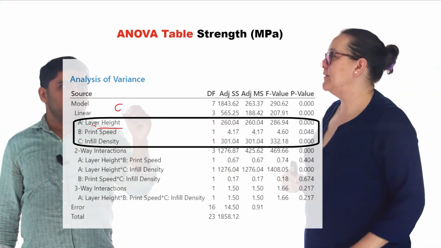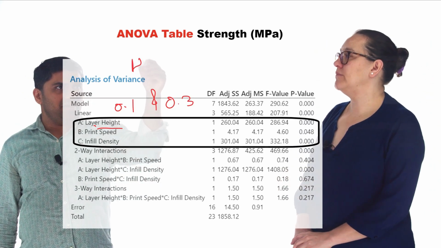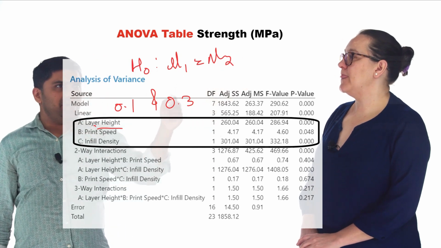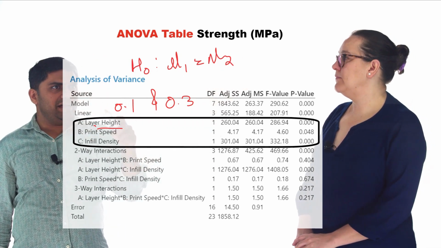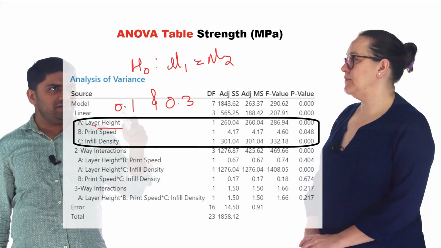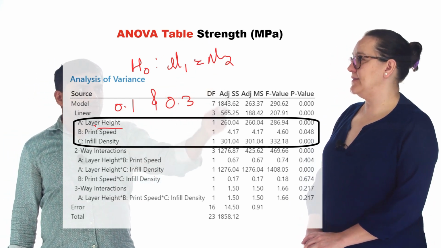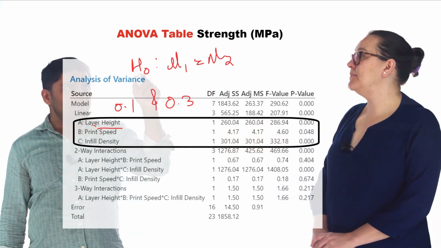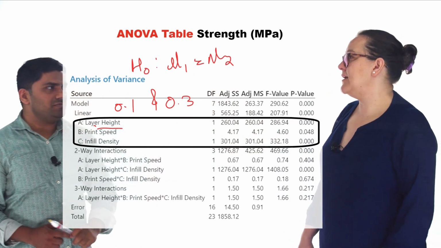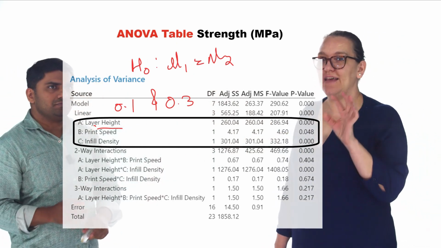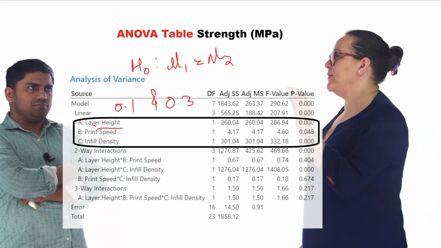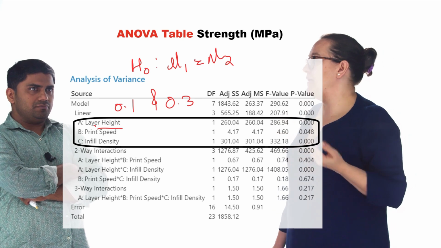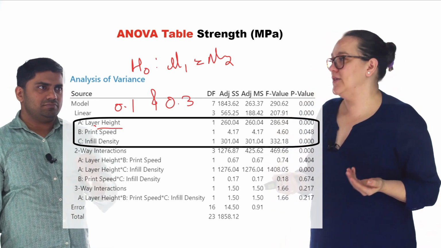So layer height 0.1, H0, mu1 equal to mu2. It means when I am using a 0.1 layer height and a 0.3 layer height, my strength is the same. So here the p-value is 0, which means I have to reject this null hypothesis. That means we have different values. So the mean strength of the prototype is statistically significantly different if you use a layer height of 0.1 and 0.3. So how about the infill density, the one that we have with the C?